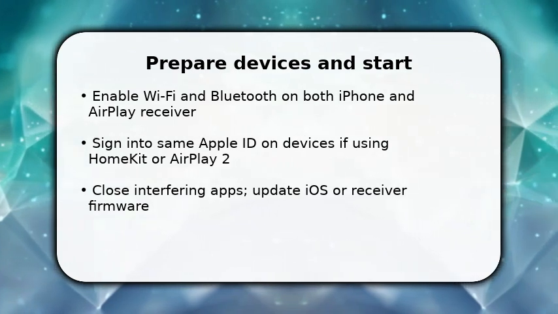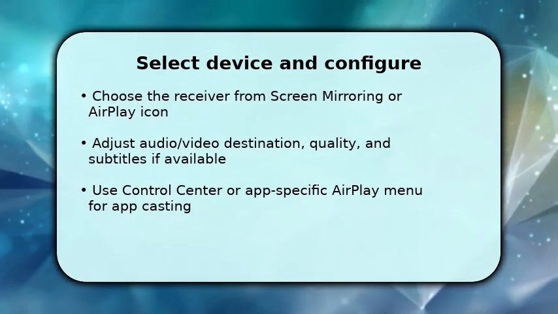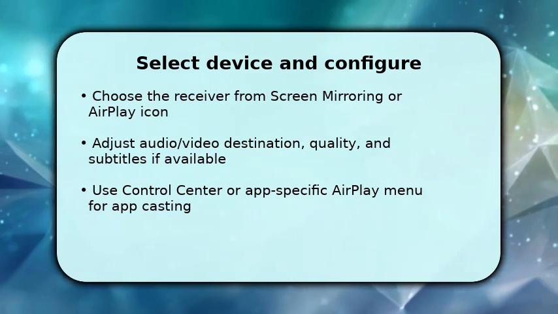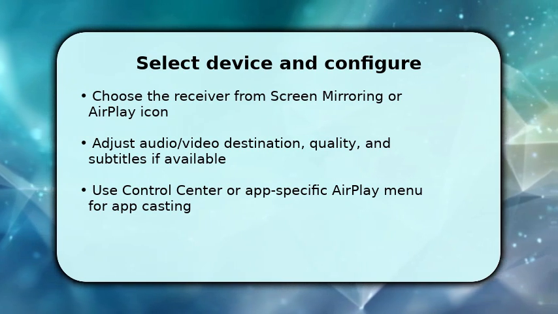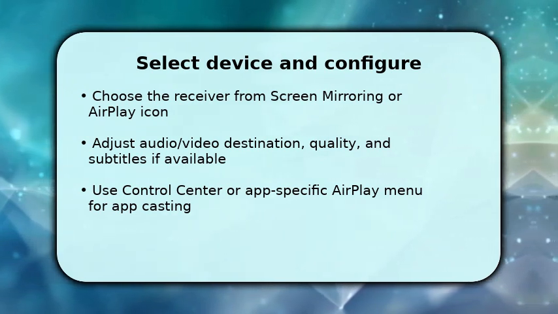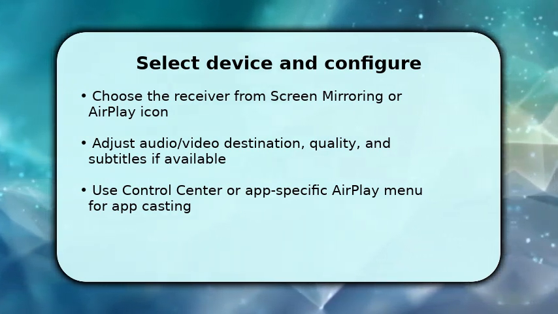After selecting a receiver, you control where audio and video stream. On iPhone, tap the Airplay icon inside apps like music or videos to switch output. This isolates app streams while screen mirroring duplicates the display.